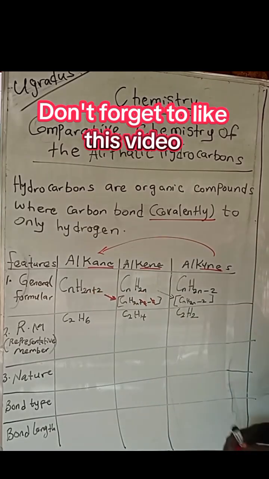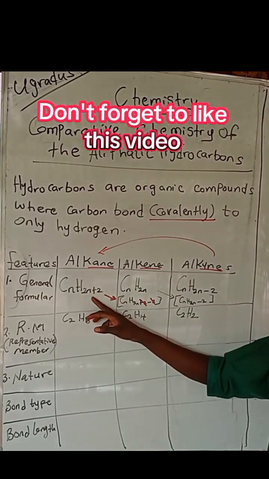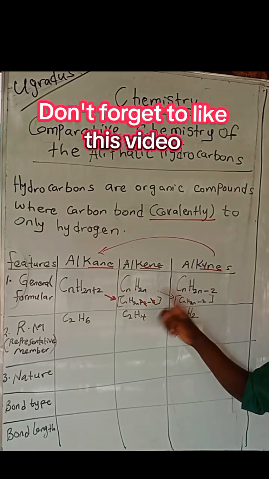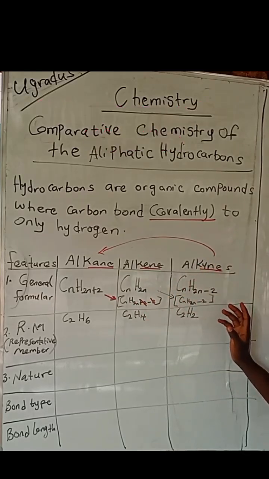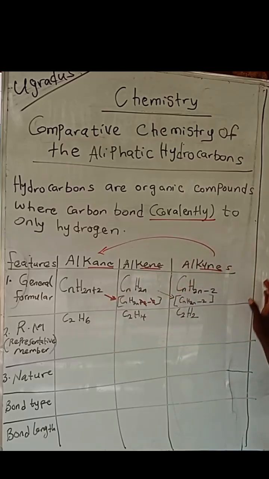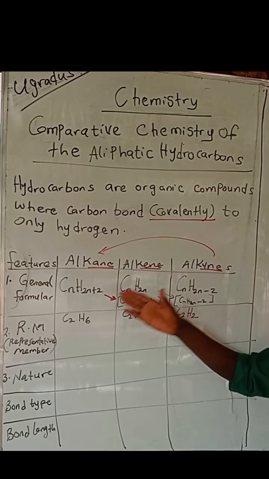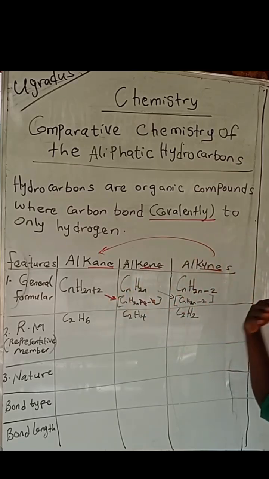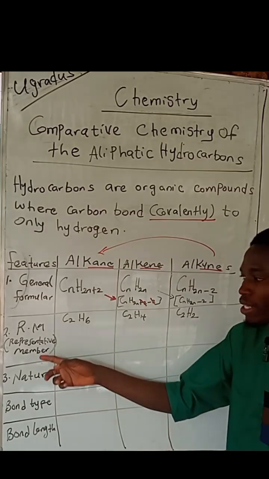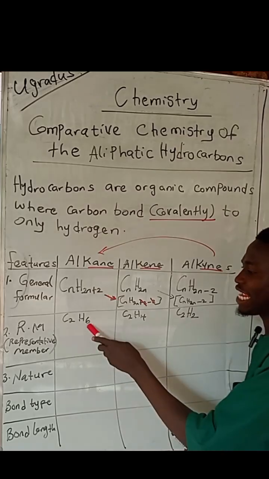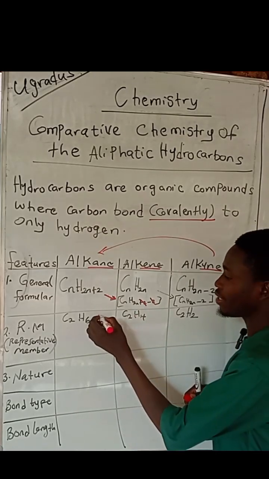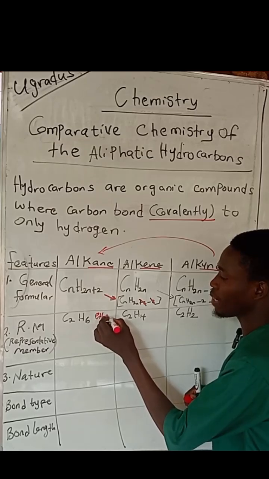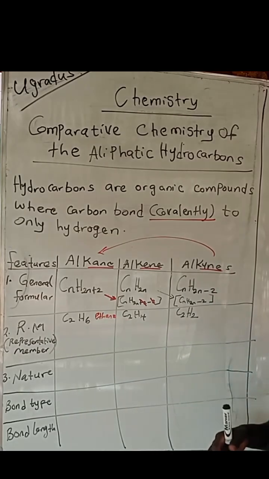Just know that in hierarchy, alkane has more hydrogen than alkenes, then alkenes have more hydrogen than alkynes. All right? As they begin to increase, as we begin to discover more organic compounds, the number of hydrogen begins to decrease. So this is a representative member. This is the formula for ethane, and the formula is C2H6.